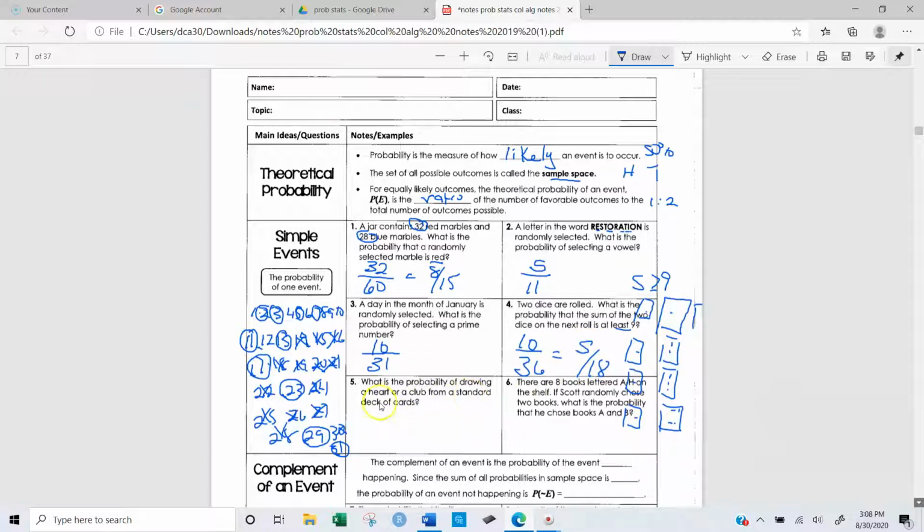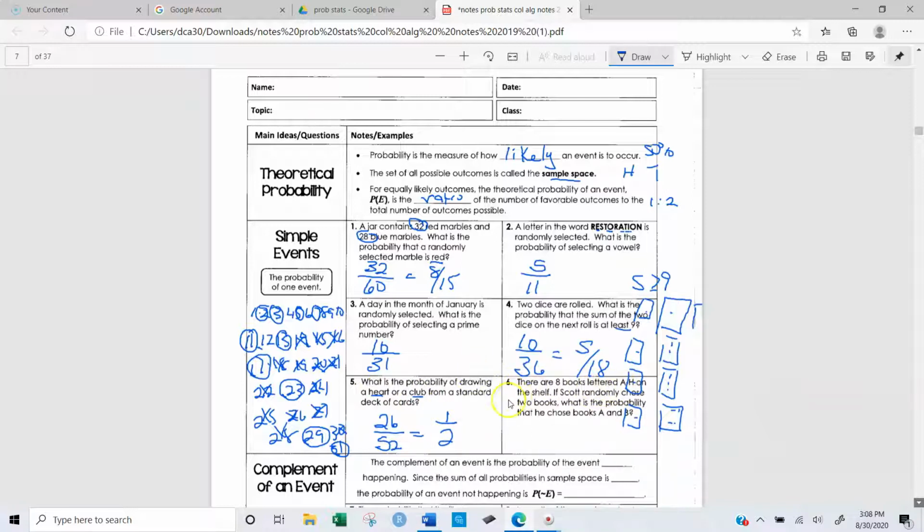Drawing a heart or a club from a standard deck of cards. All right, we know that there are 13 hearts and 13 clubs in a standard deck of cards. So when you look at that, there's 26 hearts and clubs out of 52, which is 1/2. You could have also done it, I have 4 suits in a deck. Okay, I have 2 out of the 4 suits, which is 1/2 also.